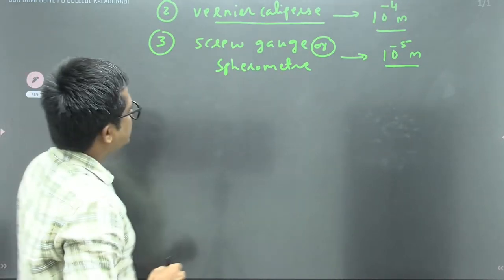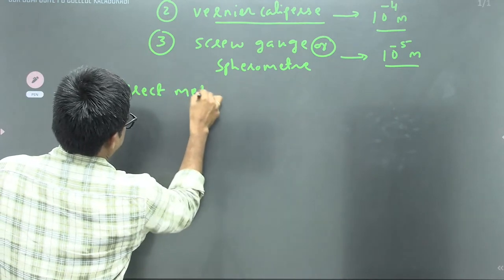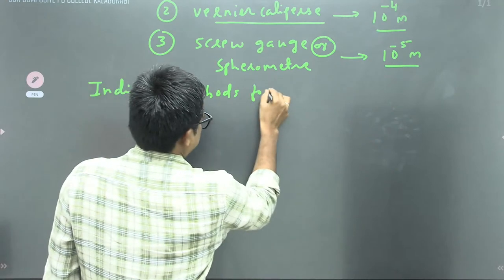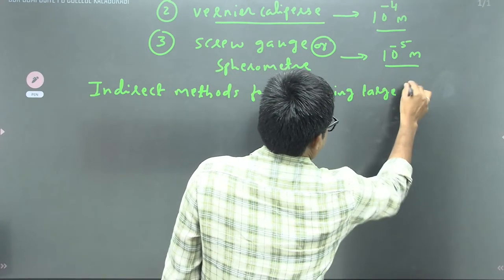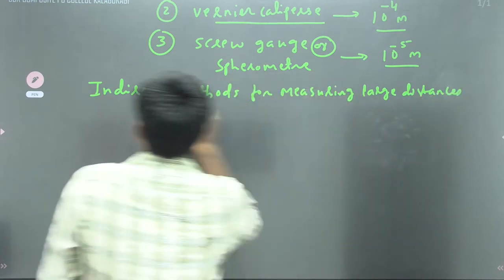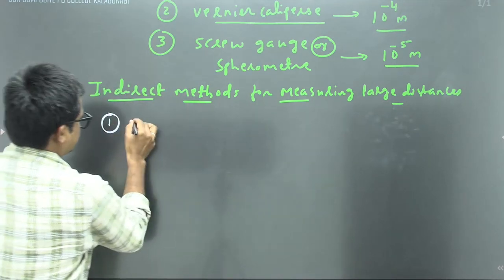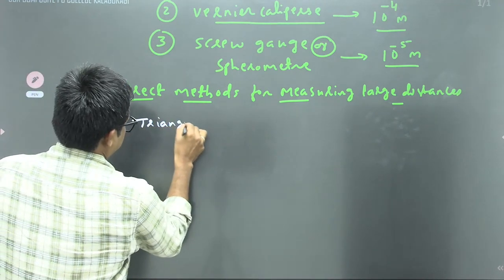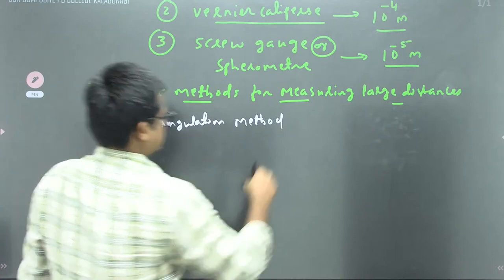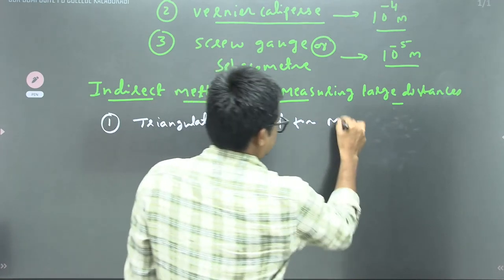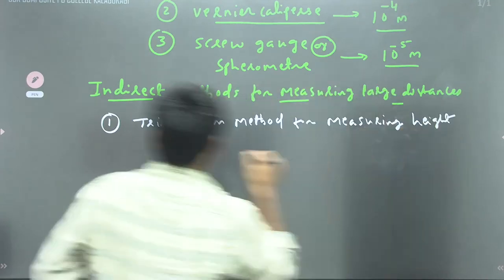Now first, let me take indirect methods. Let me have a heading: indirect methods for measuring large distances. In that, first let me take the triangulation method for measuring the height of an accessible object.